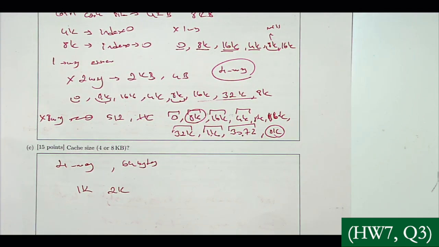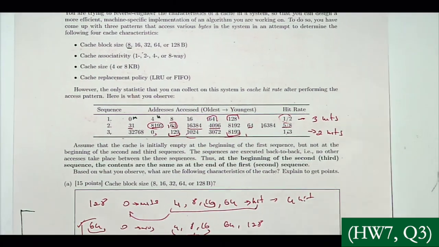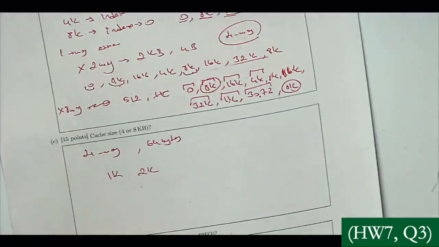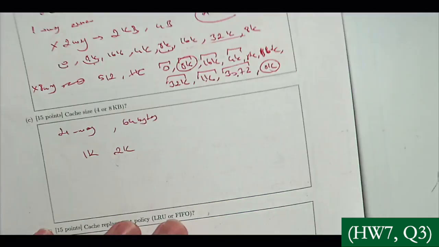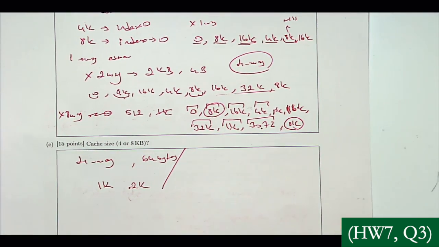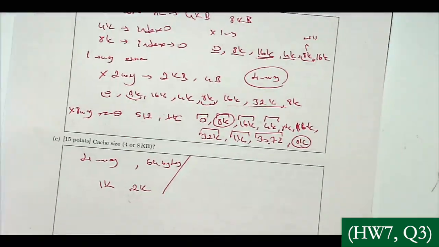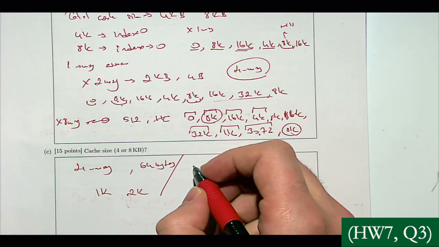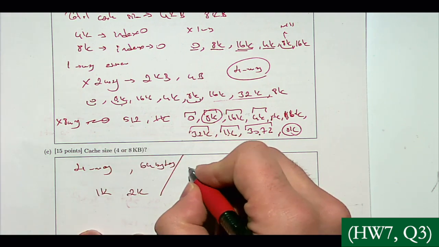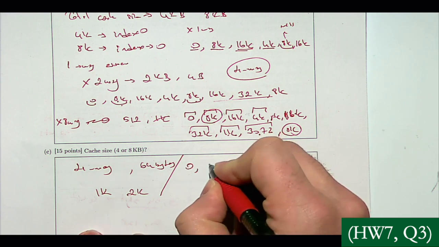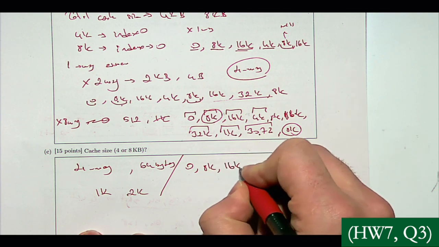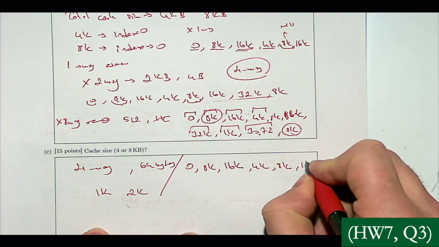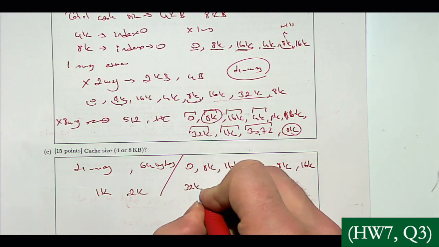Then what we need to do is consider all of the sequences, but we're going to focus on the third sequence. So let's again write down all the addresses that will map to index 0, which are basically the multiples of either 1K or 2K. We are doing kind of the same thing again and again. This is 0, and this is 8K, 16K, 4K, 8K, 16K, 32K.